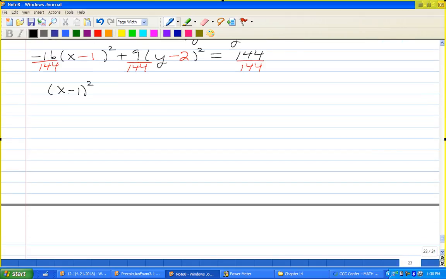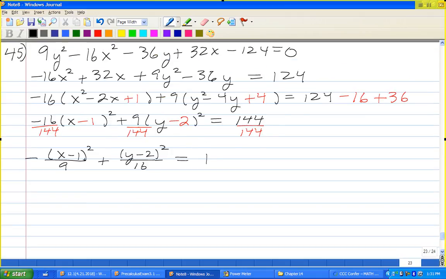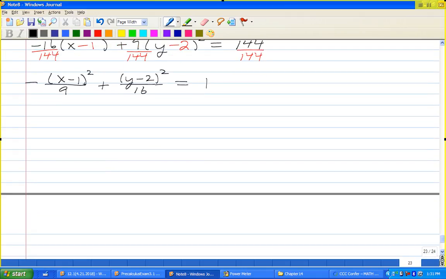(x minus 1) squared over 9, (y minus 2) squared over 16 equals 1. Okay, so that's the equation written in standard form. So the center for my hyperbola is at (1, 2). a is equal to 3. b is equal to 4. c: 9 plus 16 is 25. The square root of 25 is 5.